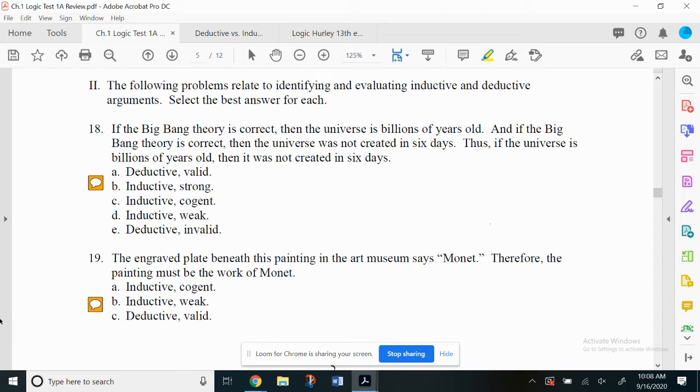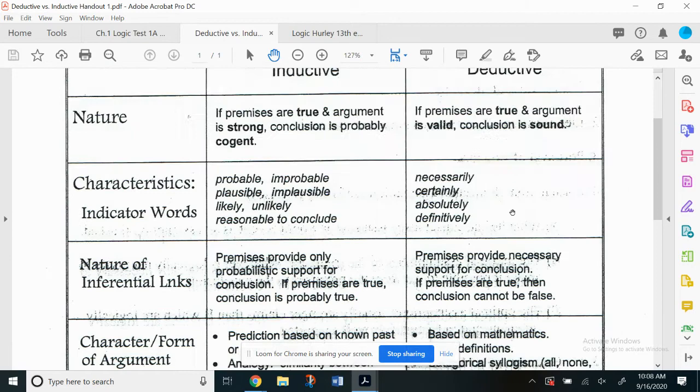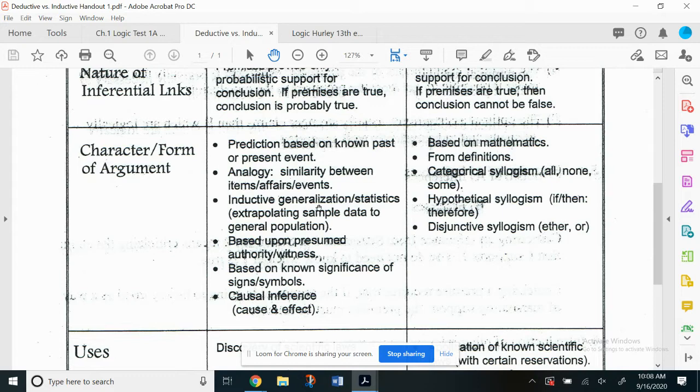So if, then, therefore, it could be a hypothetical syllogism. It could be a modus ponens, modus tollens. I won't show you that now, but that's in your video for those sections. Categorical syllogisms: does it use words like all, none, some? Does it use either-or? That's a typo. It could be a disjunctive syllogism. All of these are deductive. They force necessary or certain conclusions on you, okay? They're talking about validity and soundness. Does it use an analogy? Does it use a generalization? Does it talk about authority and witnesses?